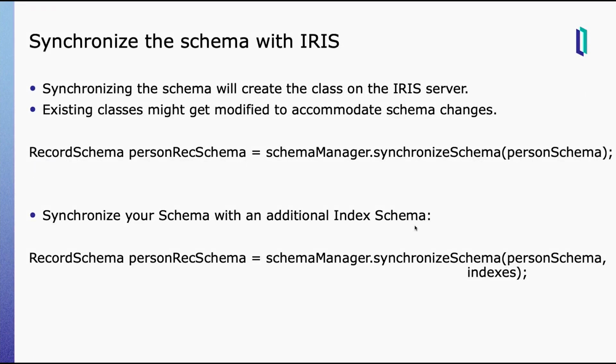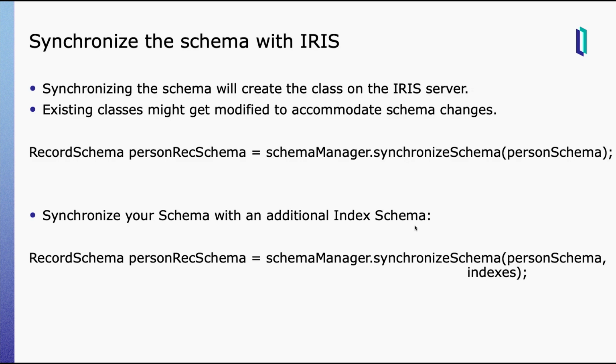Once you're done with this, what you need to do is take your schema representation and actually synchronize it with the server. So up to this point, all the code that we've seen basically just happened on the Java side, right? We didn't actually talk to the Iris instance and create a class. That hasn't happened yet, right? That's what we need to do now.